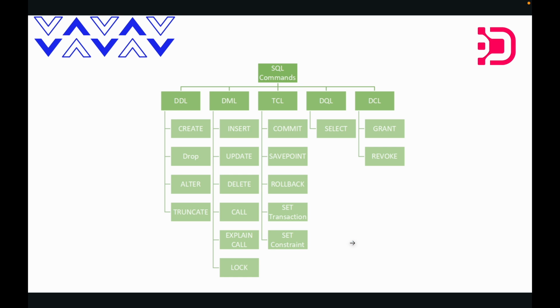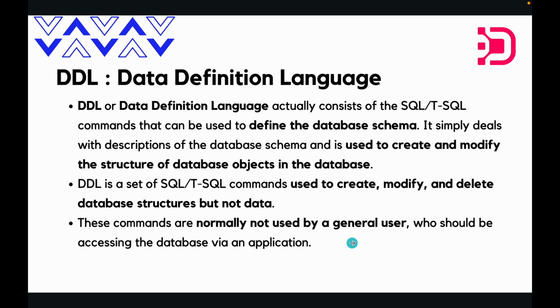So this is a brief breakdown and flowchart of the different types of SQL commands. You can see there are five of them here: DDL, DML, TCL, DQL, and DCL. And you've got some of the most prominent commands of each type listed below. We'll take a look at them in more detail in the coming slides. So let's dive into the first one.